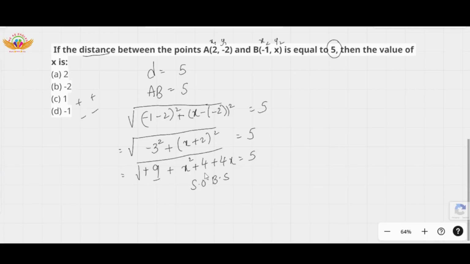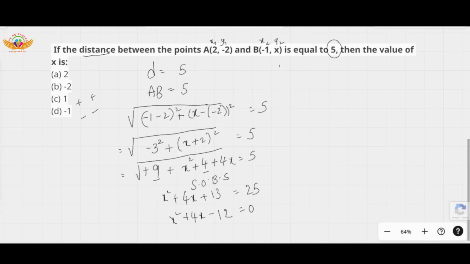So 9 plus 4 is how much? 13. x square plus 4x plus 13 is equal to 25. So x square plus 4x, and 13 minus 25 is how much? 5 minus 3 is 2, and 2 minus 1 is 1. 12 equal to 0. So this is a quadratic equation and we can solve it and find out.